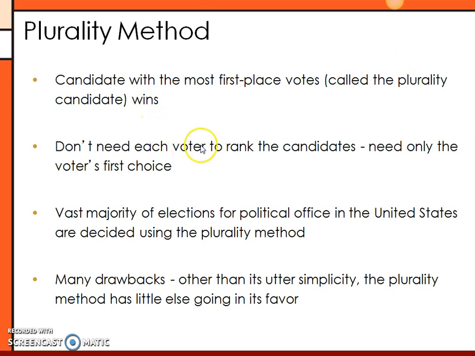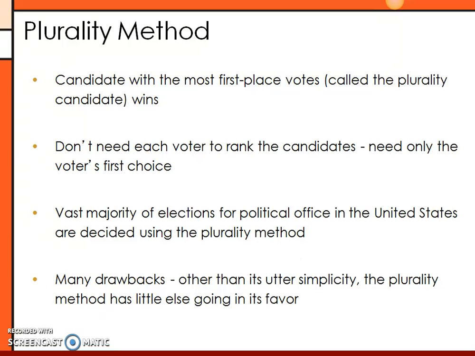Now in this, the preference ballot probably doesn't make sense to even ask people to do, because if only the first place vote counts, then it seems kind of insincere to ask people what's their second choice or what's their third choice. So in plurality, the only thing that matters is first place votes. The vast majority of elections are like this because it's simple, and especially when they give you one choice, you know this is how they're going to count it. But it has a lot of drawbacks. It's simple, and that's about all that's good about it.